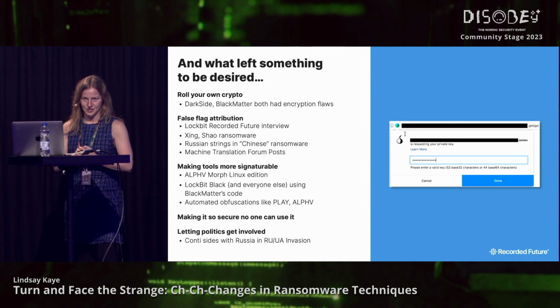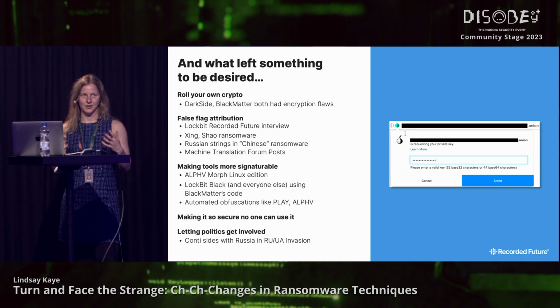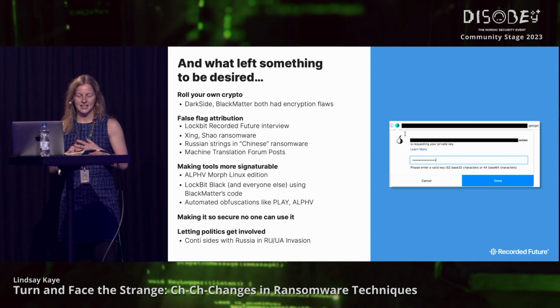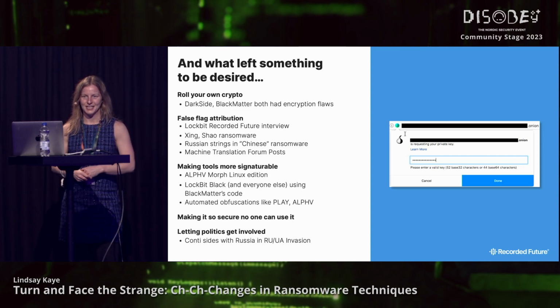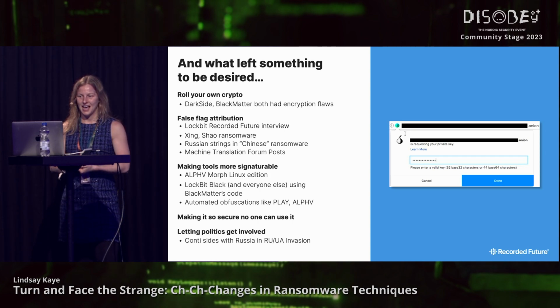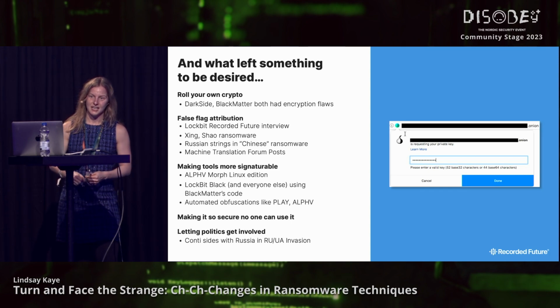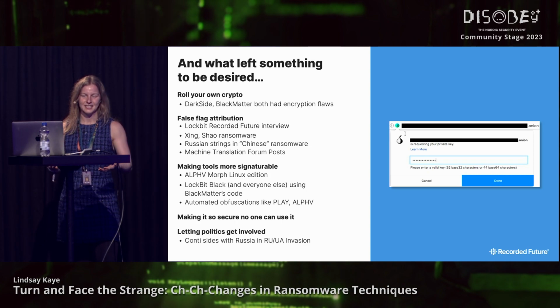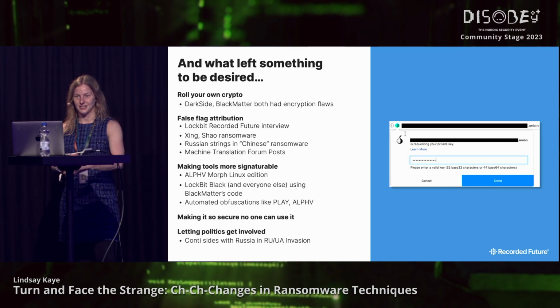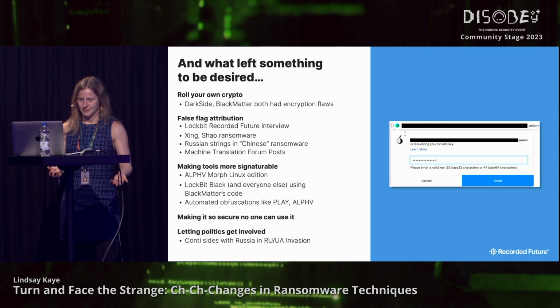Sometimes you'll see threat actors add things to make the tool harder to reverse engineer or adopt other threat actors' tools, but ultimately they just end up making them more signaturable by doing so. Making it so secure no one can use it. One example is Black Matter, if you remember them, which required a Tor private key to access their affiliate panel. This was above the technical expertise of a lot of their affiliates. Obviously, if you make it harder to access your offering, you're not going to get as many customers.